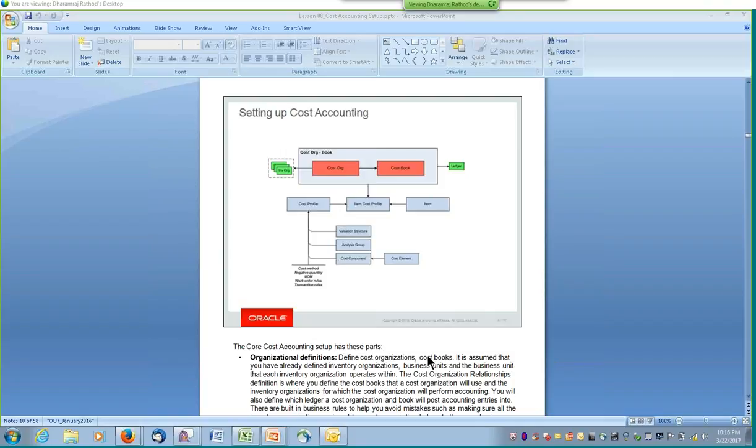So we should define one cost org per business unit. Yeah, that sounds promising.